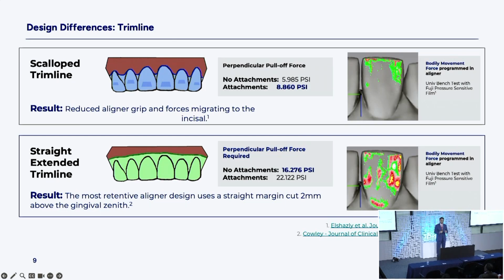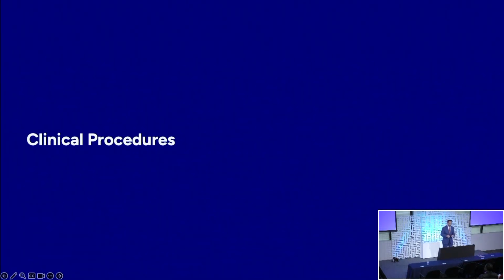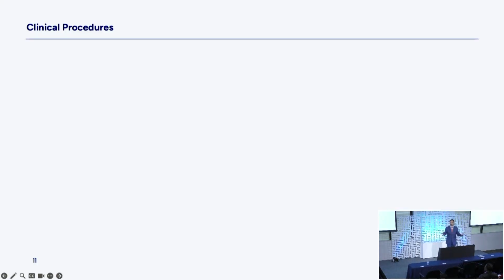You've got a great ability to move these teeth with few attachments. Okay, so now clinical procedures. What are the clinical procedures involved with delivering and treating a patient with aligners? It's really simple, and we'll go through methodically each step.